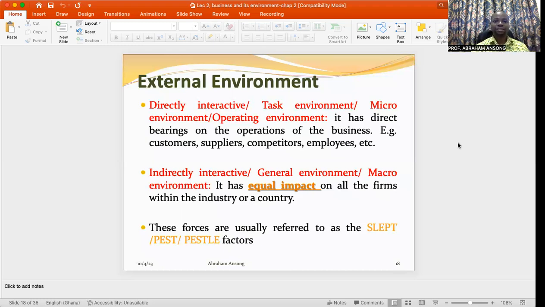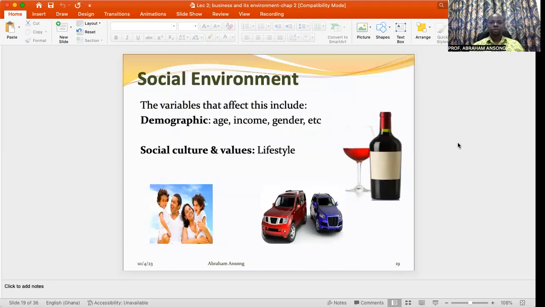But as a strategist or as a business person, a student studying business management, it's important for you to know about this environment also, because even though the impact is general, it also tends to have an impact on the business organization. They are usually referred to as the SLEPT factors or the PEST or PESTLE factors. These are acronyms of what these forces or variables stand for. Okay. So the first is the social environment.